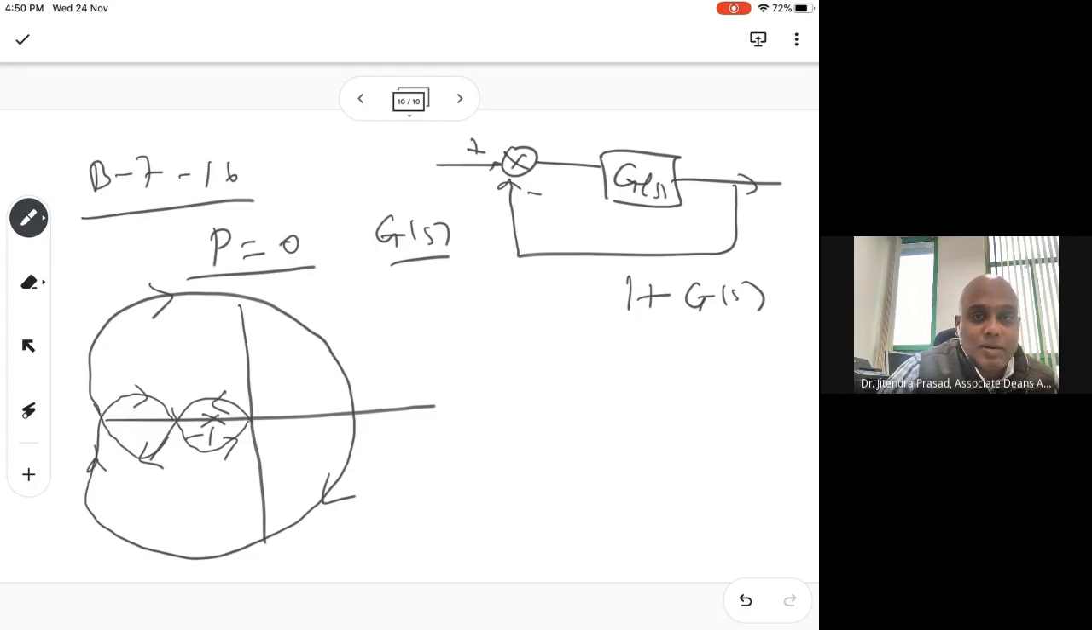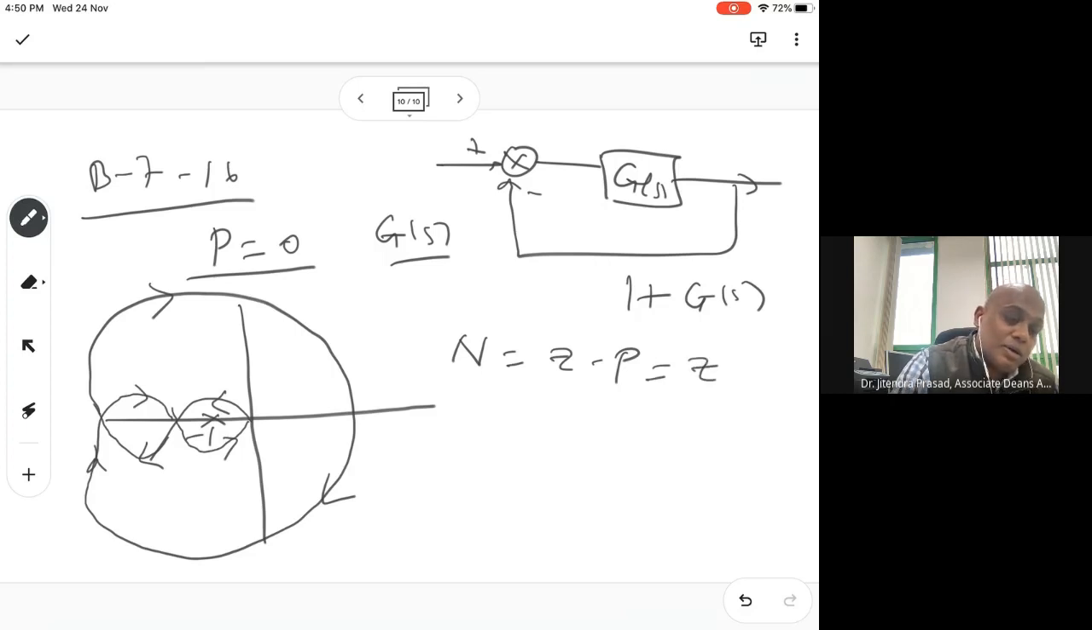Now, what is the question? The question is, if the Nyquist plot is like this one, is the system stable or not? Now P equal to 0 we know, and we also know N equal to Z minus P, and P equal to 0, hence N equal to Z straight away.